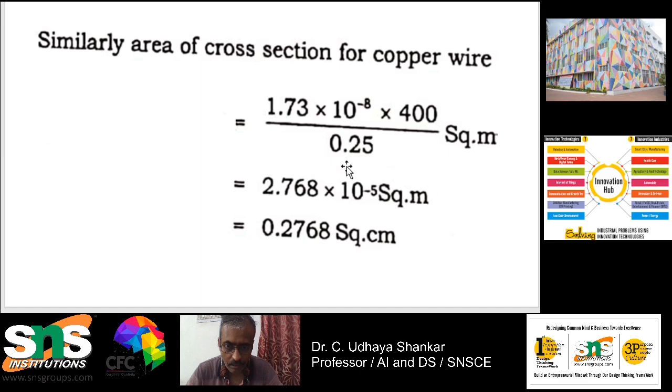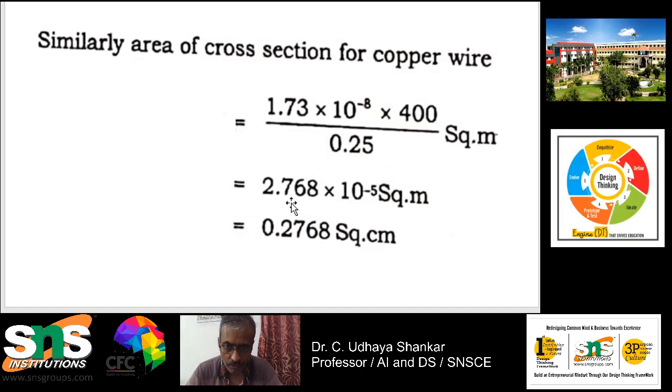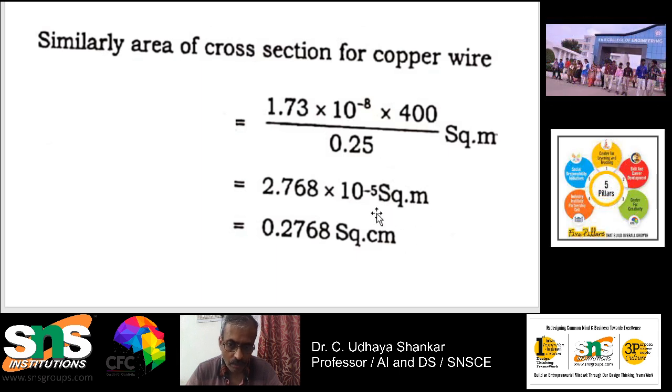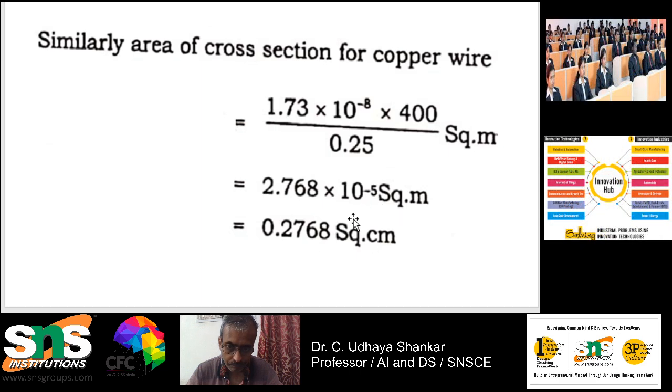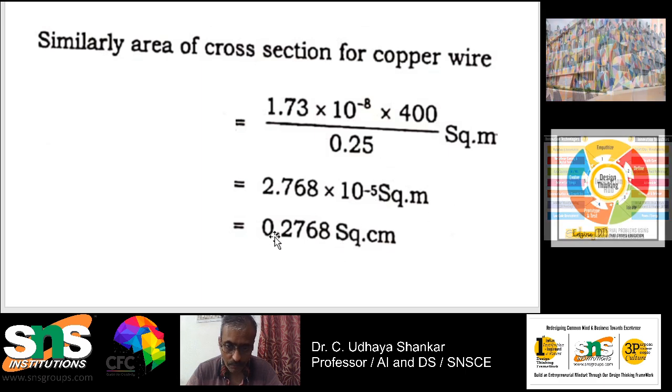If you substitute these values, you will get the answer as 2.768 into 10 power minus 5 square meter. If you convert it into square centimeter, since it is square centimeter, you multiply by 10 power 4, so you will get 10 power minus 1. Finally you will get 0.2768 square centimeter.